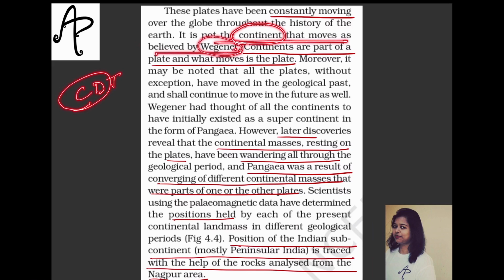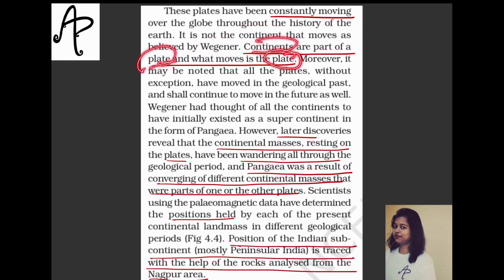And we have seen that Pangea image. But this theory proposes that continents, as proposed by Wegener, do not move, because according to this theory continents are part of the plate only. So movement happens of the plate and not of the continent, and the plate can be either continental or oceanic. I hope that's clear to you.